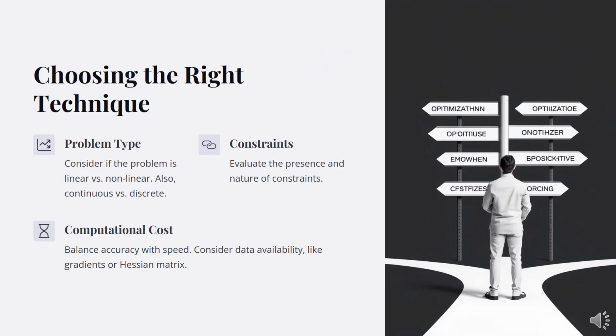Next is choosing the right technique: problem type, constraints, and computational cost. First is problem type. Consider whether the problem is linear or non-linear, and also continuous versus discrete. Second, constraints. Evaluate the presence and nature of constraints. Third, balance accuracy with speed. Consider data availability, like gradients and matrices.